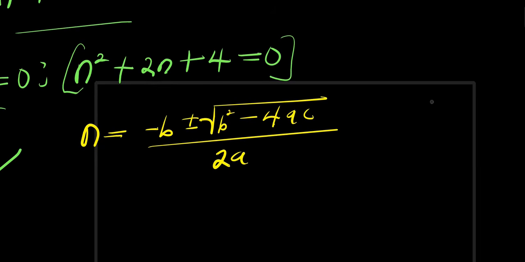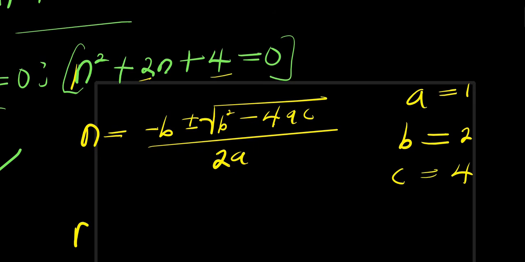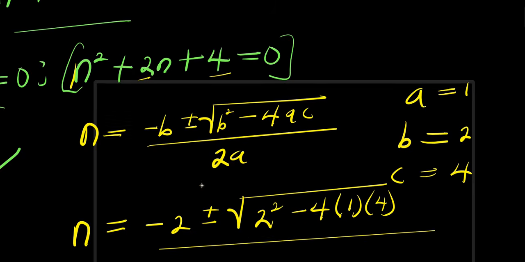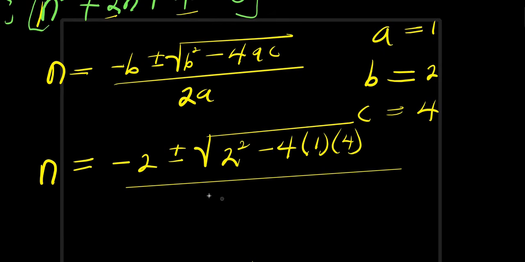So from here, we have a equals 1, which is the coefficient of n squared. b equals 2, which is the coefficient of n. And c equals 4, which is the constant here. From here, you have n equals negative 2 plus or minus square root of b squared, 2 to the power 2, minus 4 times 1 times 4, divided by 2a, that is 2 times 1.